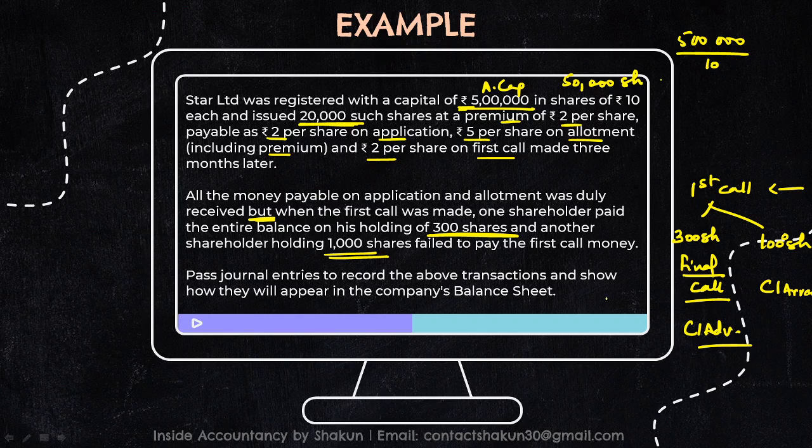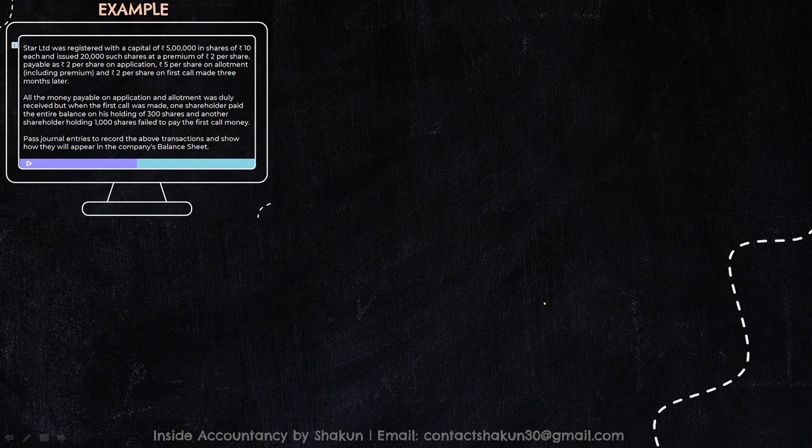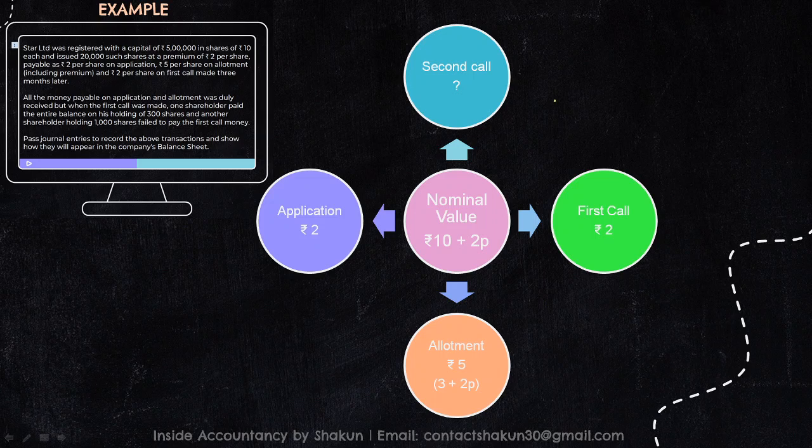Pass journal entries to record the above transactions and show how they will appear in the company's balance sheet. Now first of all, let's understand how we can go about the question. I've mentioned the example on the top left corner. You can refer to it in case you want to see the question. In this question, it is given that the nominal face value of the share is 10 rupees and 2 rupees is the premium. Application is 2 rupees, allotment is 5, which includes the premium, right? So that is basically 3 plus 2 premium, and first call is rupees 2. We don't know the value of the second and final call.